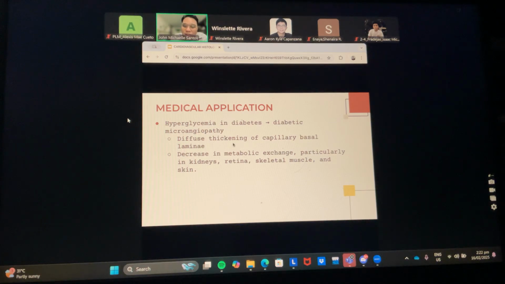So when your basal lamina is thick, since your capillaries are involved in metabolic exchange, of course, if it is thick because you are diabetic, there is decreased metabolic exchange, particularly in your kidneys, which is why you get diabetic nephropathy. Okay? In the eyes, diabetic retinopathy. In skeletal muscles, nothing, you just get tired. Well, possibly peripheral neuropathy, and then your skin. Usually those with diabetes have difficulty healing wounds on the skin because the flow of blood there is lower, since their basal lamina is thick.